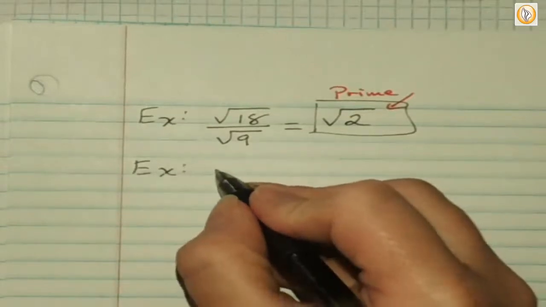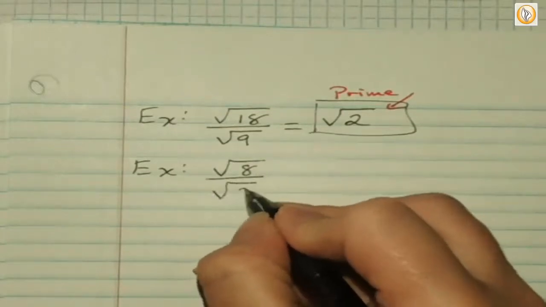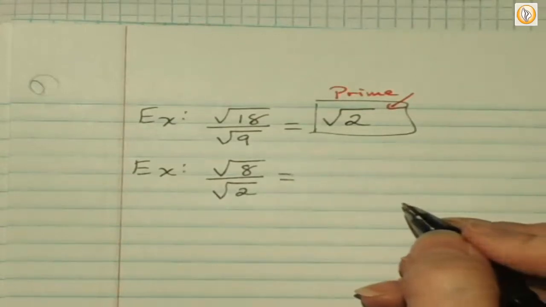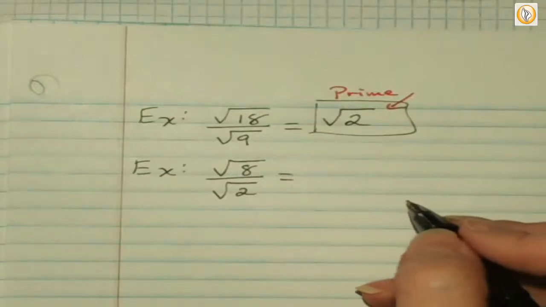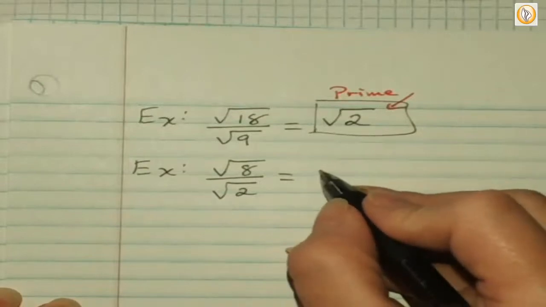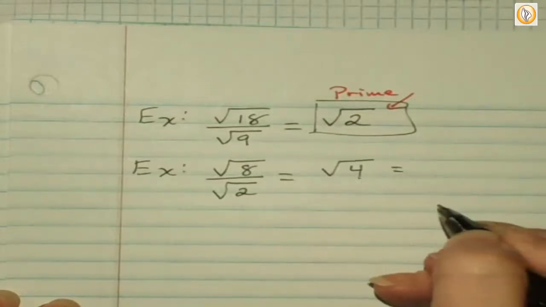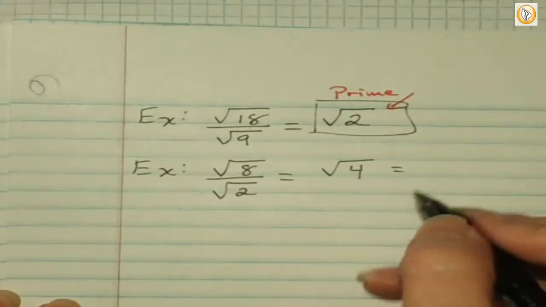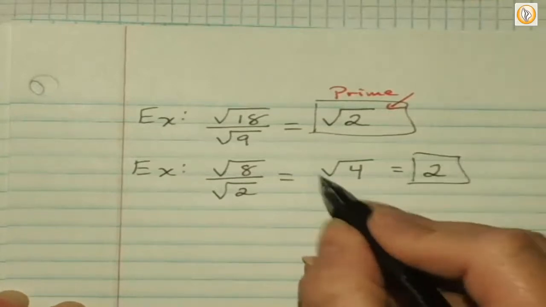All right, how about this? Kelly, I want you to do this one. Square root of 8 divided by square root of 2. Okay, so 2 can go into 8 4 times, so just put that in. So what's your square root of 4? Square root of 4, right? So then that can be 2. That's right. It's a perfect square, so you can remove the radical sign.